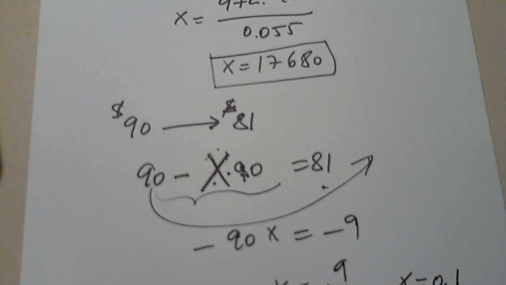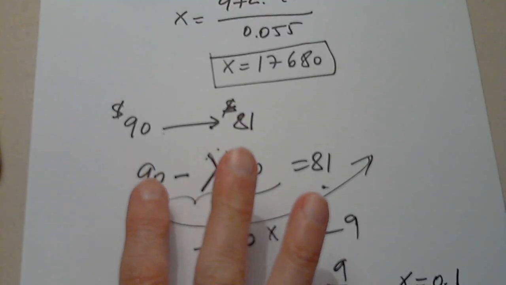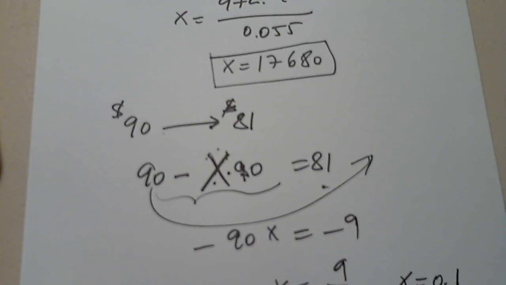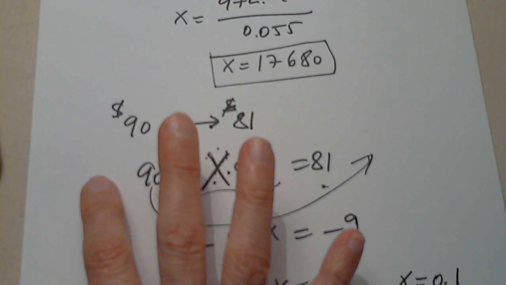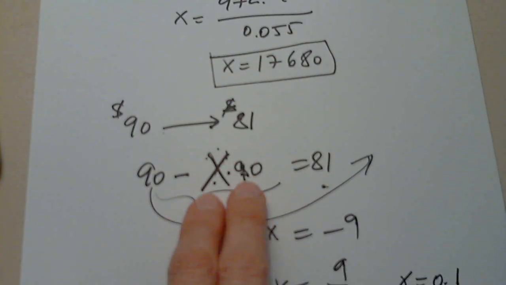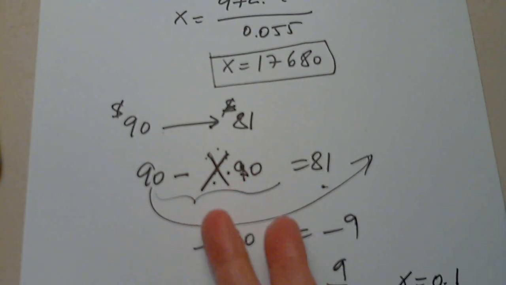How'd you get negative 90? I hate to be that person. This one? When I move a term from one side to the other, all I have to do is change its sign. It was positive here, it becomes negative on the other side. 81 minus 90 is negative 9. And then I divide by negative 90, because multiplication is commutative and associative.